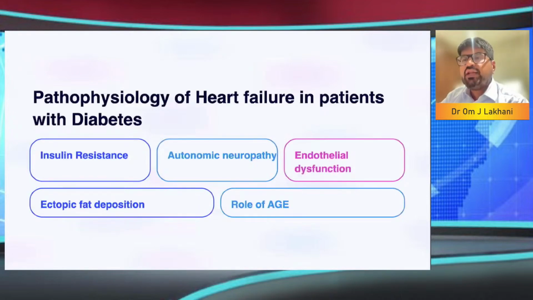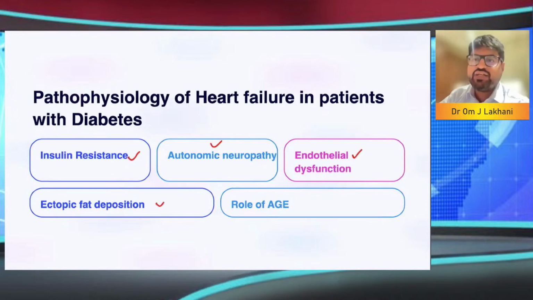Okay, so now let's focus on what leads to heart failure in a diabetic patient. What leads to this entity of diabetic cardiomyopathy? Why do patients with diabetes develop heart failure? Now, there are many potential culprits. Insulin resistance is a culprit. Autonomic neuropathy that you see in diabetic patients is a culprit. You have endothelial dysfunction, which is a problem. You have ectopic fat deposition.